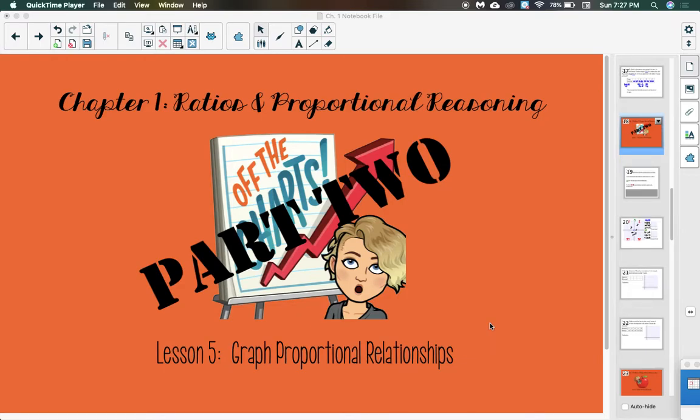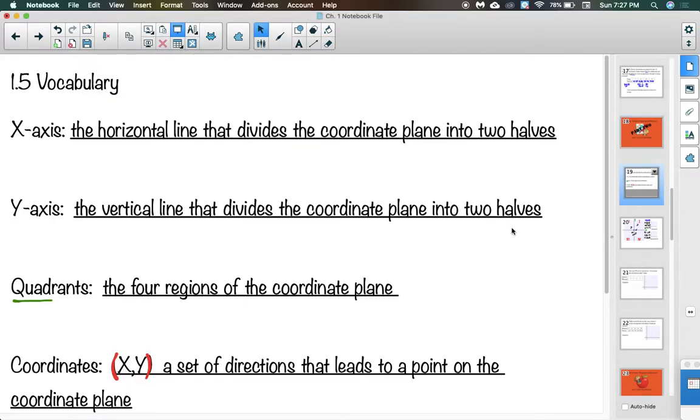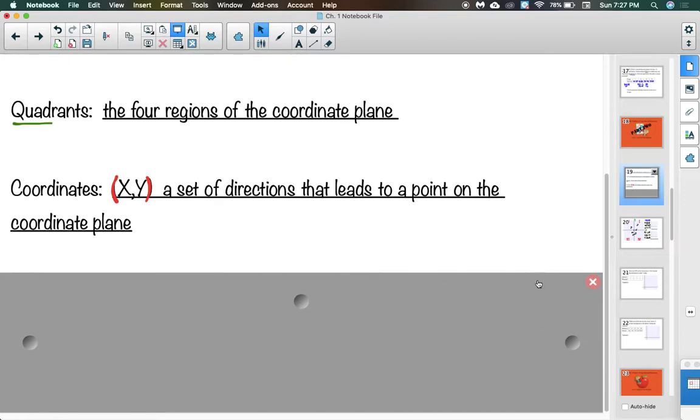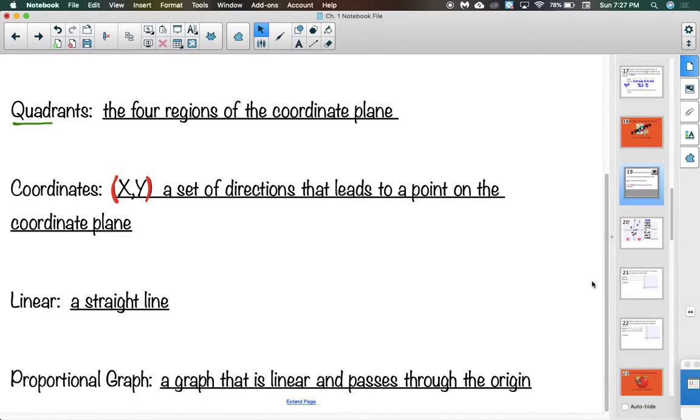Okay, this is the second part in Chapter 1, Lesson 5, and we left off doing some vocab. We stopped at coordinates. We do have a little more vocab to do, and then we'll talk about why we're talking about graphing right now in this lesson. So, two more words. I'm going to leave them both up there right now.